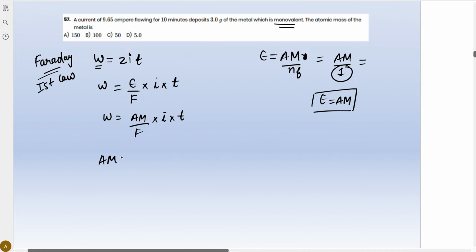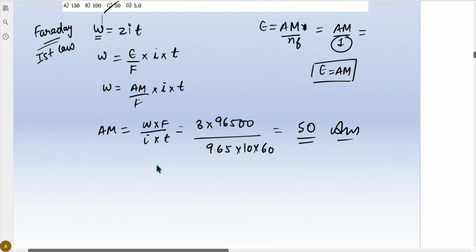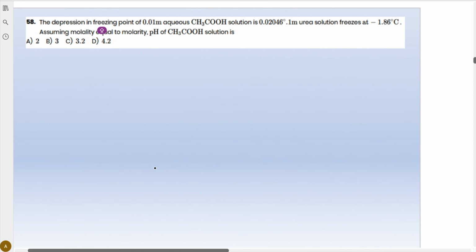Atomic weight you need to find. So W into F into I into T will give you atomic weight. Given 3 grams, Faraday is 96500, and current is given 9.6, and 10 minutes convert in seconds, so multiply by 60. Answer will come 50. Simple. Last exam also this came, I guess it is repeated.